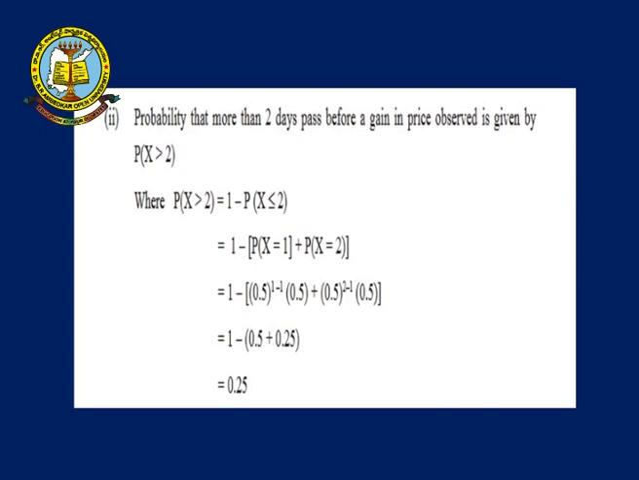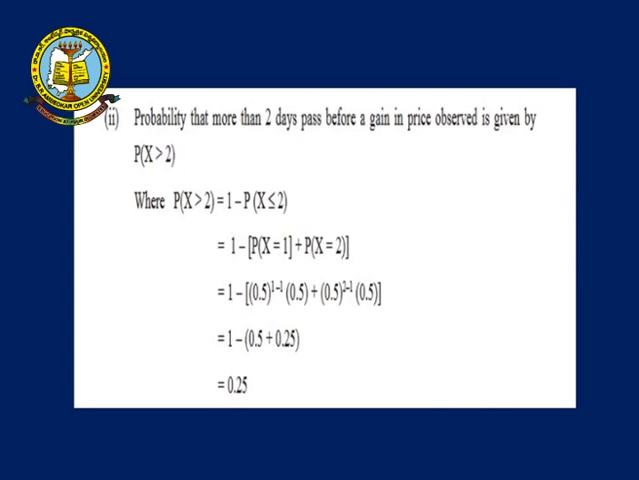pass before again a price change is observed is given by P(X greater than 2). So X greater than 2 is different, X greater than or equal to is different. See here, X greater than 2 we are taking here. So now we write 1 minus P(X less than or equal to 2). Up to 2 we are taking the values here. See here, that is 1 minus P(X equal to 1) and P(X equal to 2).